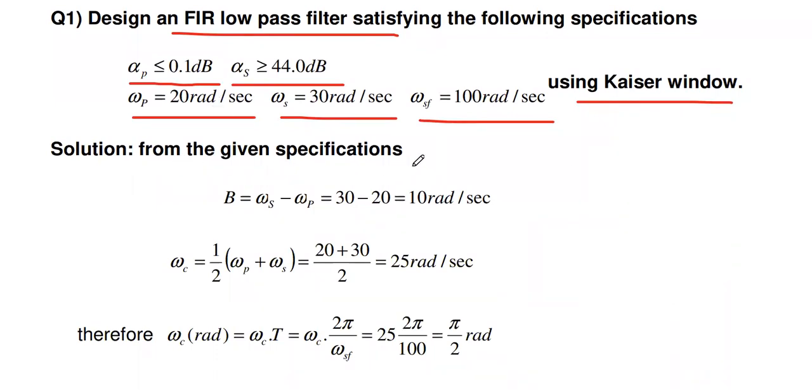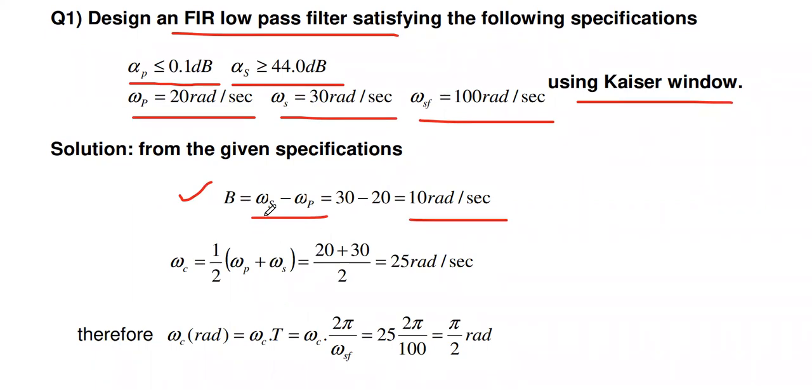So first, from the given specification, we have to find some data. What all data? The transition bandwidth, capital B, is nothing but the transition band. It is the difference between the stop band frequency and the pass band frequency. Here, the stop band frequency is 30 radians per second and the pass band is 20 radians per second. So 30 minus 20 is 10 radians per second.